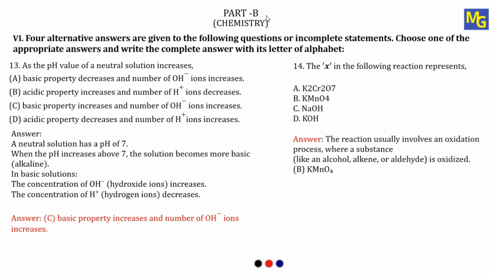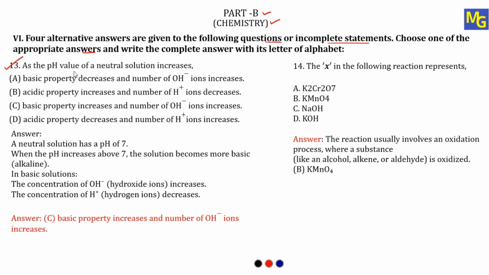Now we are going to solve Part B, that is chemistry, and in this first we have multiple choice questions. So let's start. Here 4 alternative answers are given to the following questions or incomplete statements. Choose one of the appropriate answers and write the complete answer with its letter of alphabet. We have to start with question number 13.